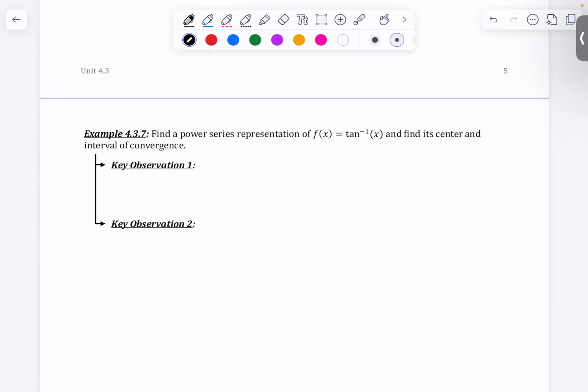What do you notice about tangent inverse of x? Because there's no known series that we know of for this one. Maybe if it was tangent of x, I haven't given it yet, but the power series for sine and cosine, I can give them to you, and you might do the division, but that wouldn't really help. Is there anything you might notice about tangent inverse?